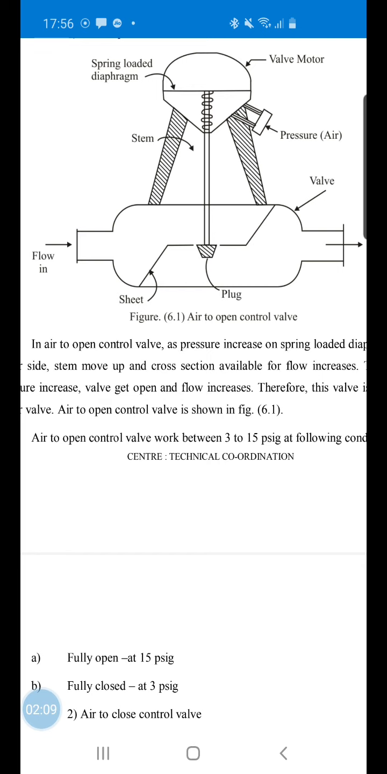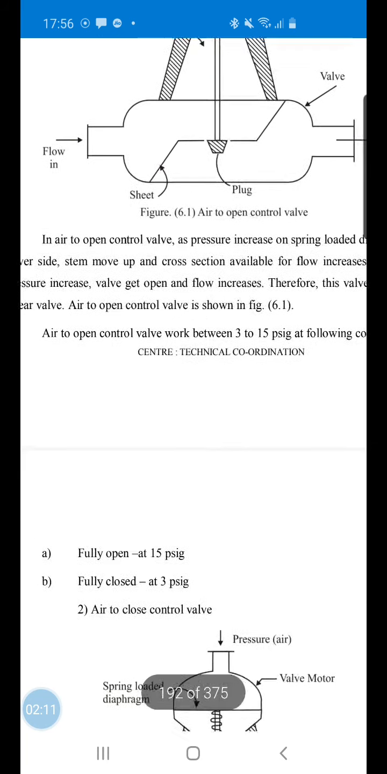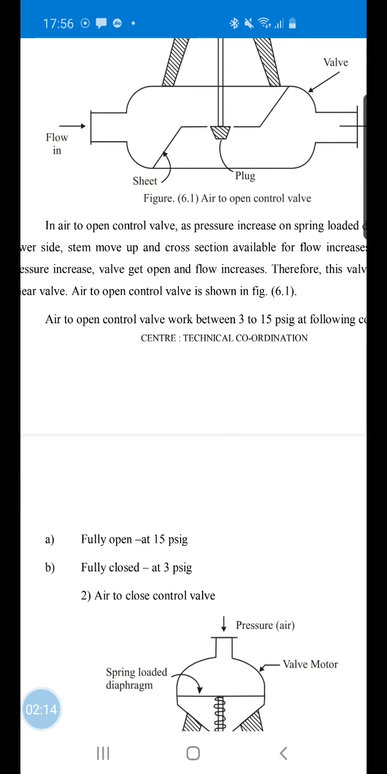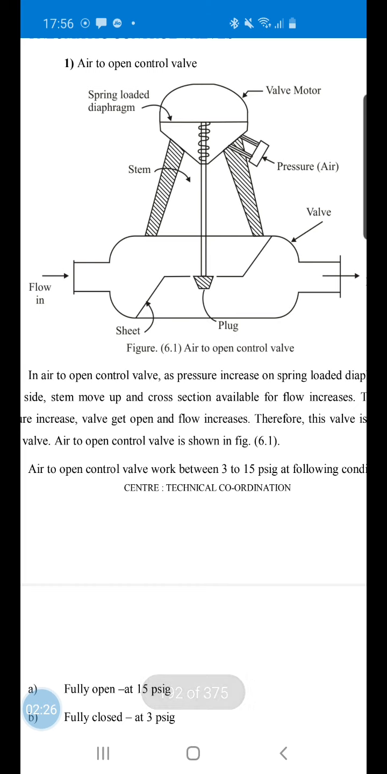This pneumatic control valve works between 3 to 15 psig. It works fully open when the pressure is increased to 15 psig and it will remain closed when the pressure is 3 psig. So when pressure increases, slowly the diaphragm moves up, stem moves up, plug moves up, more cross section is available for flow and slowly the flow rate is increased. So when the pressure becomes 15 psig, the maximum amount of flow takes place through this valve.